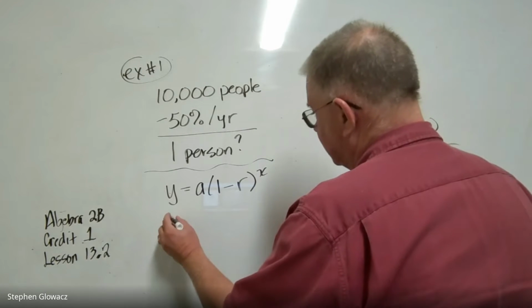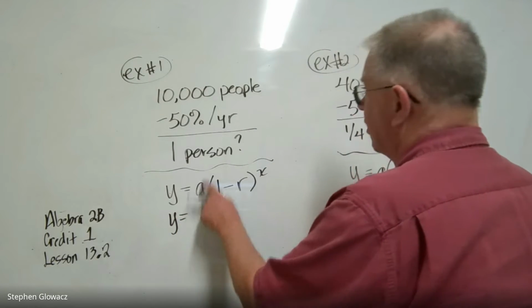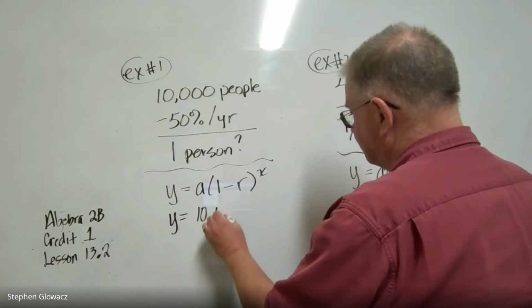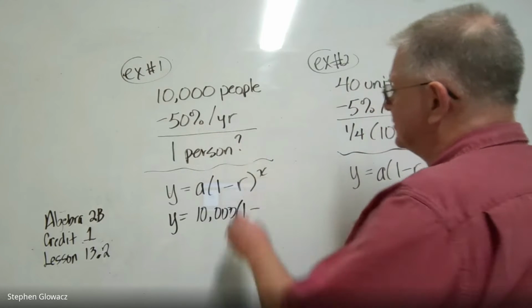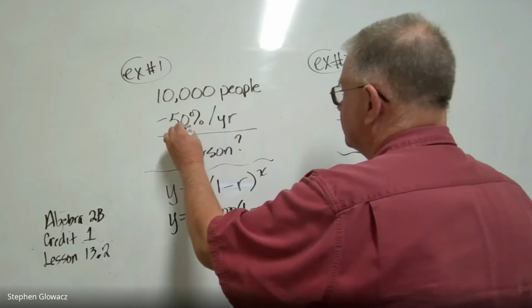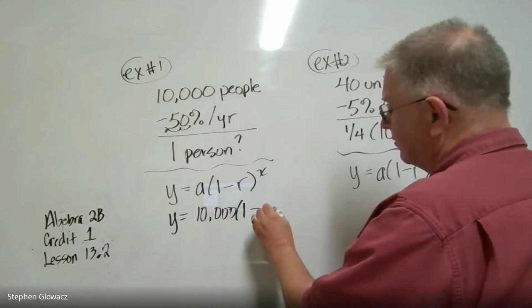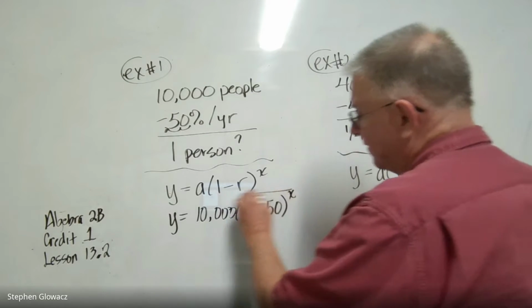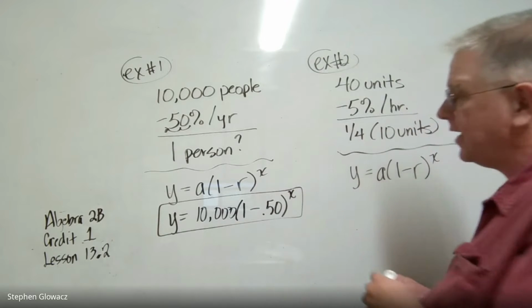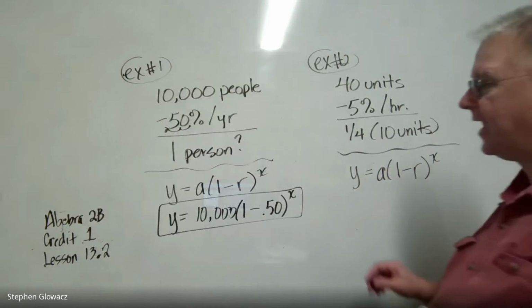So let's go ahead and set up our equation. Remember, A is our starting amount. That's going to be 10,000. And we want to write 50% as a decimal. So we move that decimal two places to the left, and that would be 0.50. So 1 minus 0.50 to the power of x. So that is our exponential decay equation.